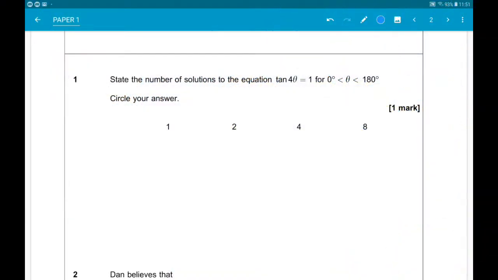Okay then, first up, state the number of solutions to the equation tan of 4 theta is equal to 1 for theta between 0 and 180 degrees. Tan of theta has a period of 180, so tan of theta equals 1 would have one solution. Tan of 4 theta happens 4 times faster, so there are 4 solutions.